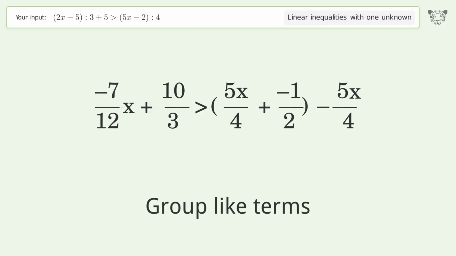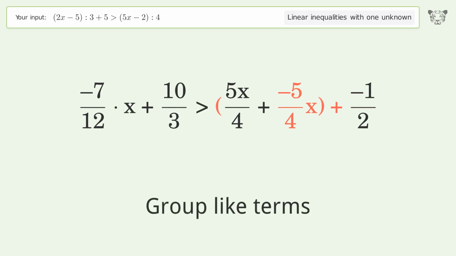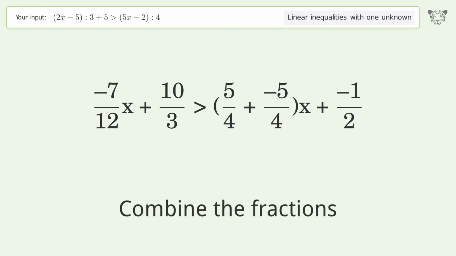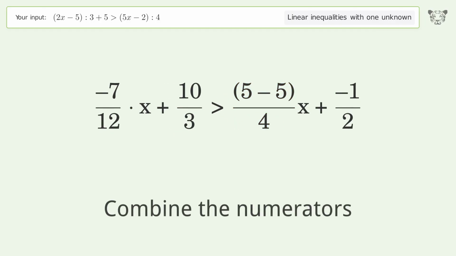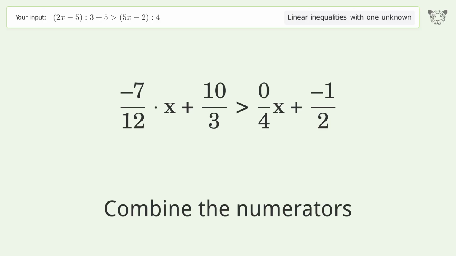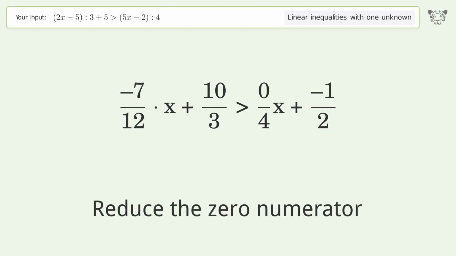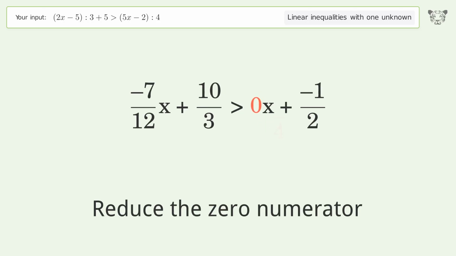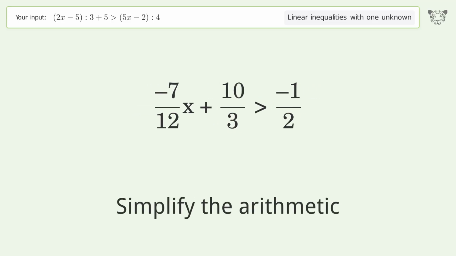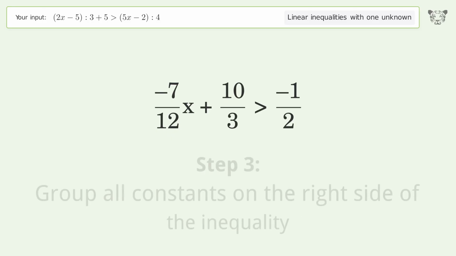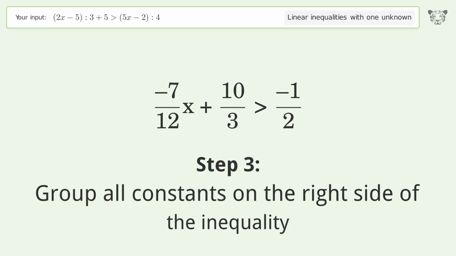Group like terms. Combine the fractions. Combine the numerators. Reduce the zero numerator. Simplify the arithmetic. Group all constants on the right side of the inequality.